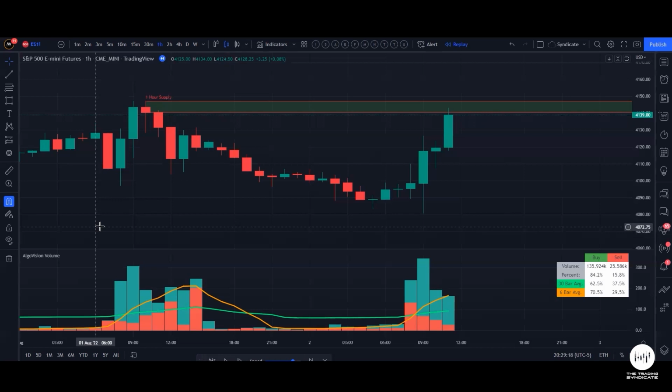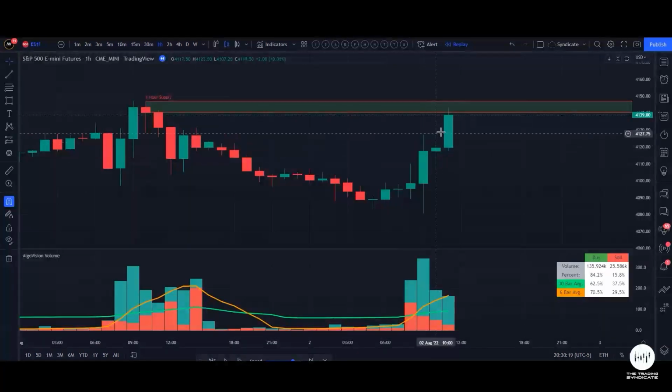Let's take a look at some examples of this to see what we mean. Looking at this 1 hour supply zone here, let's do some volume analysis as price retraces into the zone. With the AlgoVision volume indicator, we can see how much buy and sell volume makes up each candle. Buy volume is of course going to be represented by the green portion of the histogram, and sell volume is represented by the red portion of the histogram. What we are looking for going into the supply zone is for buy volume to be decreasing and ideally be at its lowest while it's at the supply zone.